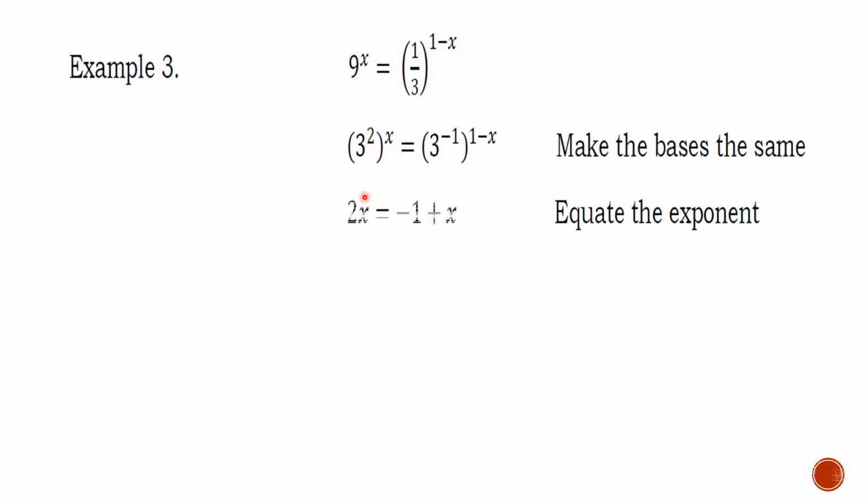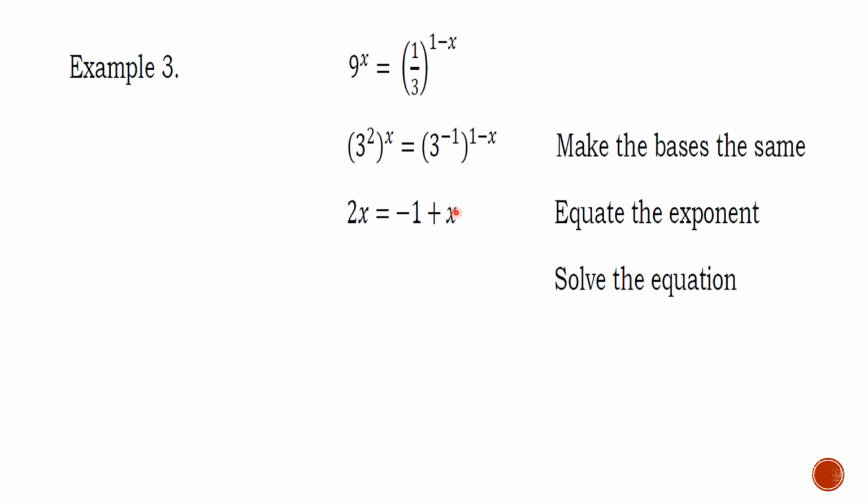So, 2 times x, that is 2x. And then distribute negative 1 to each here. Negative 1 times 1, negative 1. Negative 1 times negative x, that is plus x. And then after that, we should have to solve the equation. How are we going to solve this? We just have to combine the like terms.